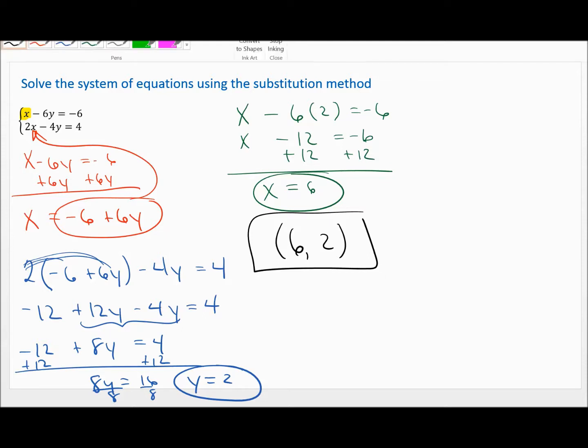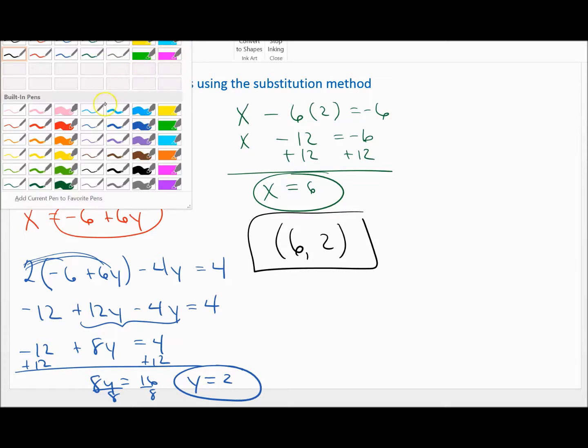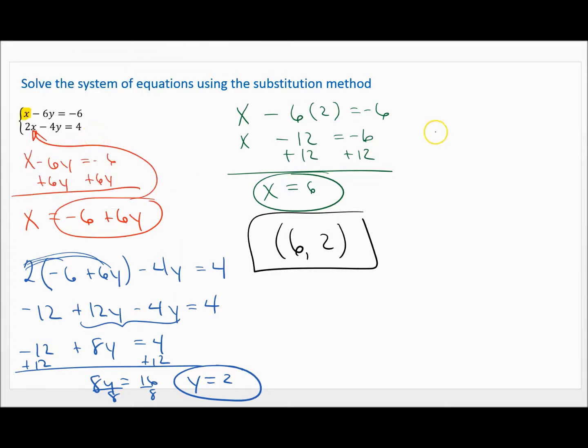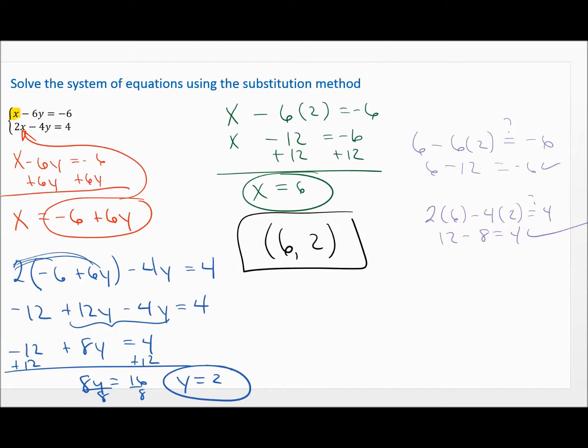Now I need to check it, okay? So I'm going to check my work. Let's check in purple again. So I've got x minus 6y equals negative 6. My x is 6 minus 6 times 2. Is that really equal to negative 6? Well, that's 6 minus 12. That's definitely equal to negative 6. And I check it in the second equation. So 2 times 6 minus 4 times y, which is 2, equals 4. That's the question. Is that true? That's 12 minus 8 equals 4. Yep, that's true.